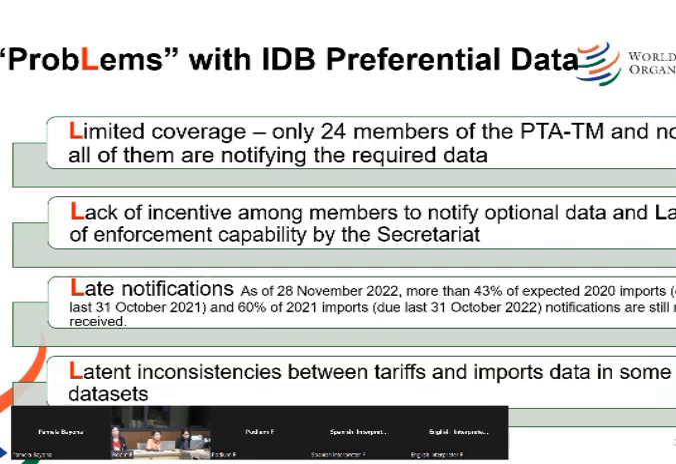What are the problems we have with IDB preferential data? First, we have very limited coverage. Members of the PTA-TM are only 24, and not all of them are notifying the required data. There is a lack of incentive among members to notify optional data, and the Secretariat lacks the enforcement capability.